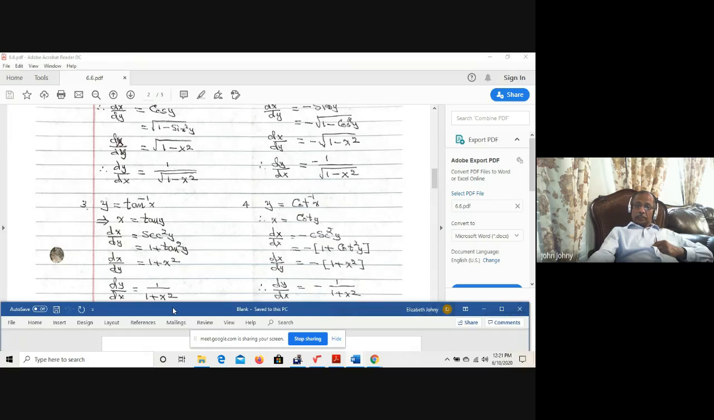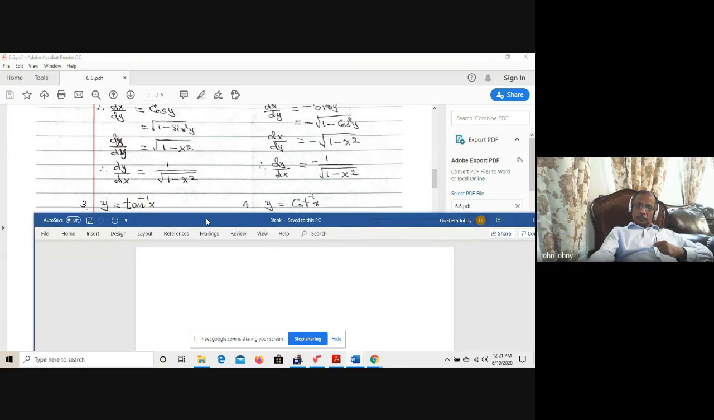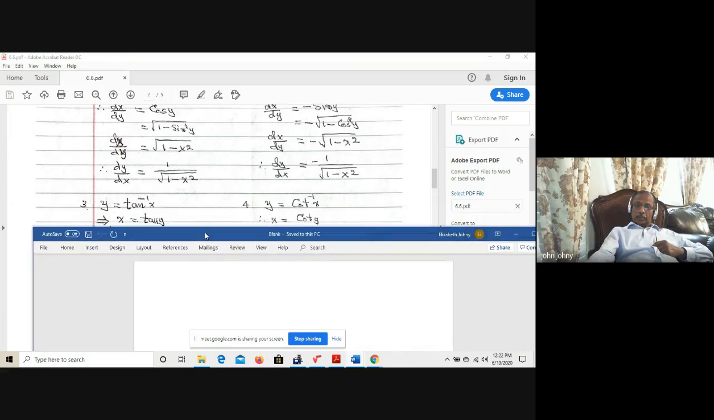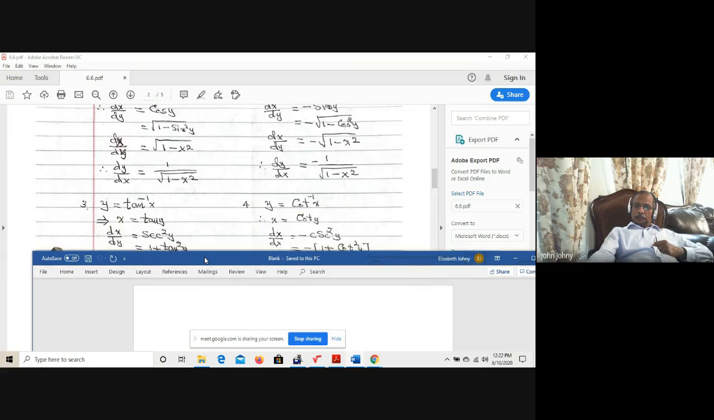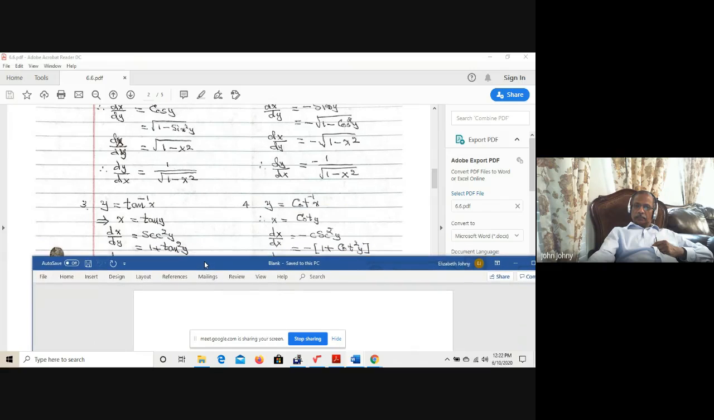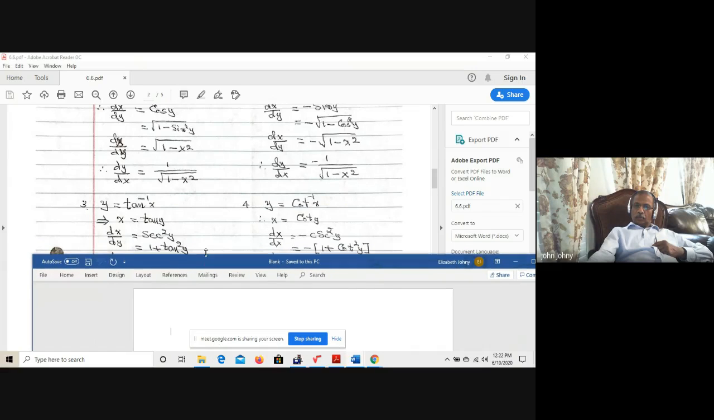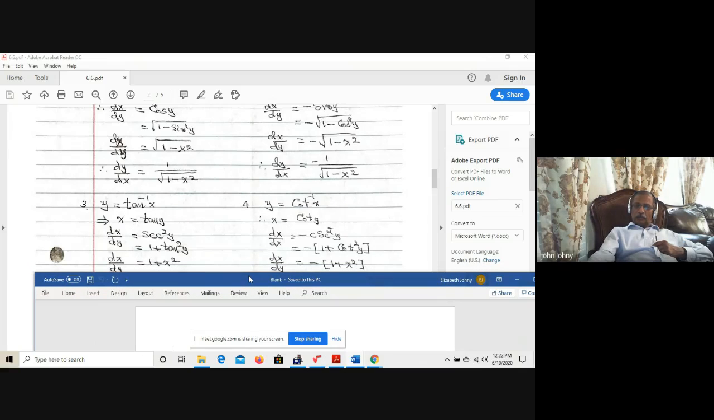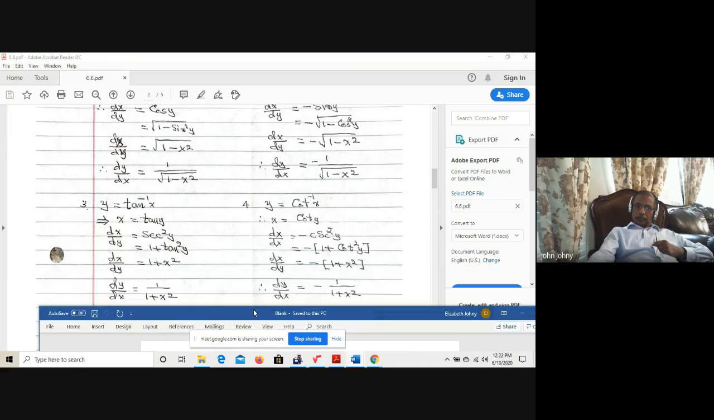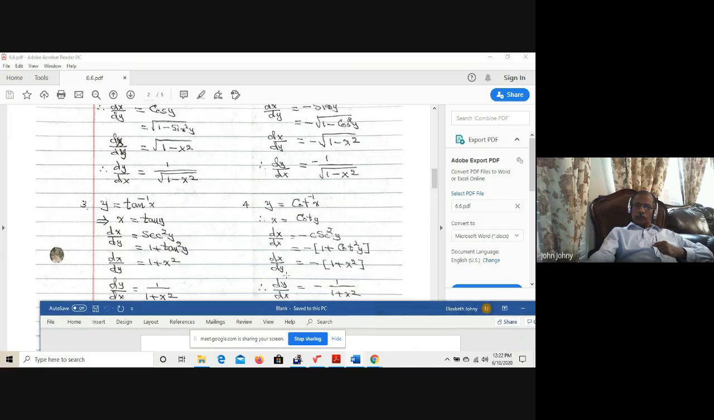Cot inverse x, y is equal to cot inverse x. And so x is equal to cot y. dx over dy is negative cosecant square y. So that is negative, 1 plus cot square y in parenthesis. That is negative, 1 plus x square. So dy over dx is negative 1 over 1 plus x square.